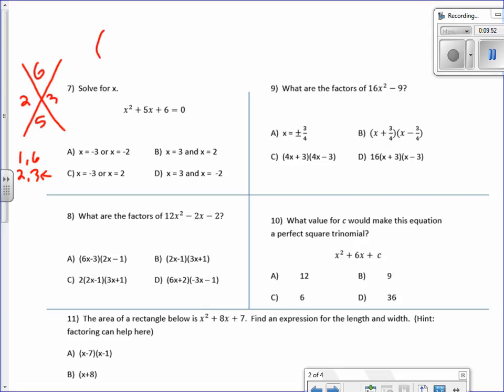So all I have to do is write x plus 2 times x plus 3 equals 0. But remember, we're solving just like the last problem.